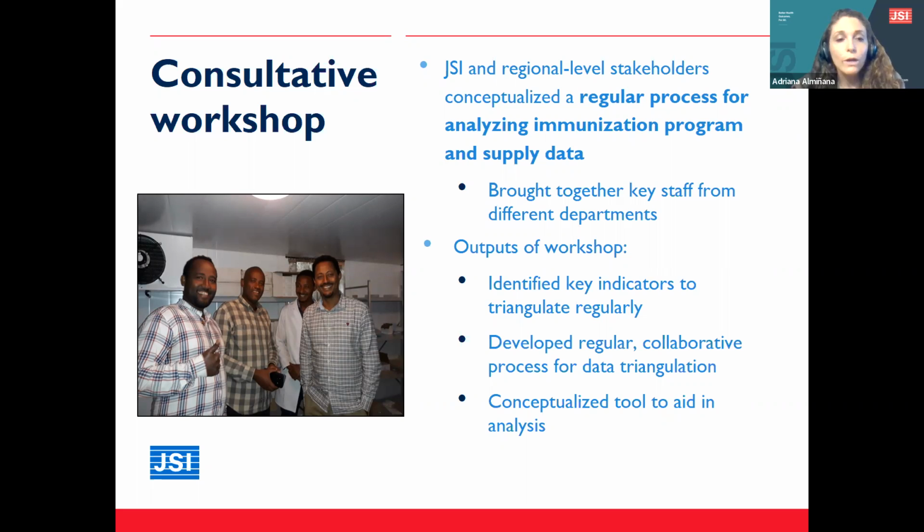So bringing everyone together to discuss as a group what those data issues were was a really important step for us. Essentially the group discussed what the key issues and barriers to data use and data triangulation were. And they came out with a few key outputs from this workshop. Essentially they identified some key indicators that they knew that they wanted to analyze and triangulate regularly. Second, they developed a regular collaborative process for data triangulation. And then third, they also conceptualized a tool that would be able to help in the analysis of the data.